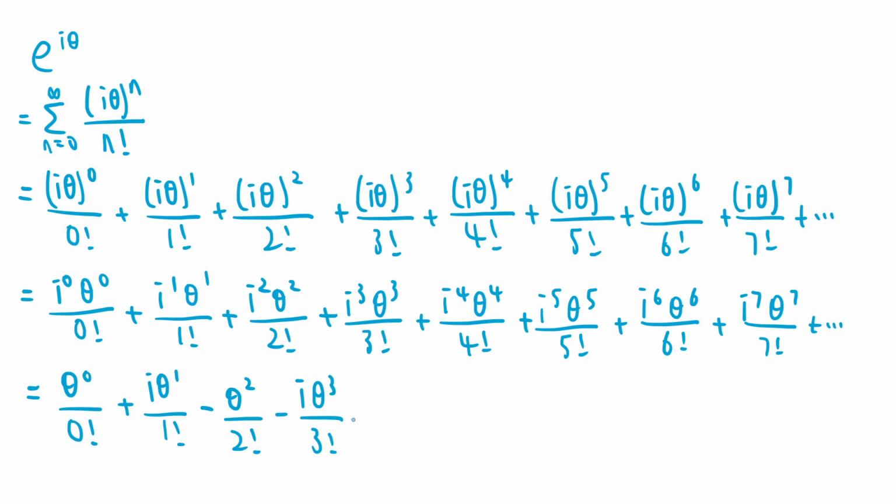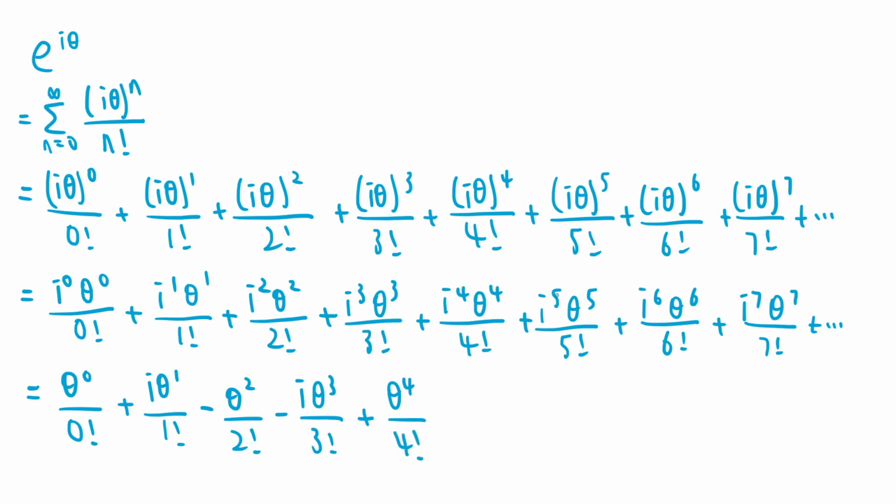So this means i to the 4 is equal to i to the 0, i to the 5 is equal to i to the 1, i to the 6 is equal to i to the 2, and i to the 7 is equal to i cubed, and so on. So we'll see a clear pattern if we continue simplifying these individual terms. i to the power of 4 is just equal to i to the 0, which equals 1. So this term can be simplified as theta to the power of 4 over 4 factorial.